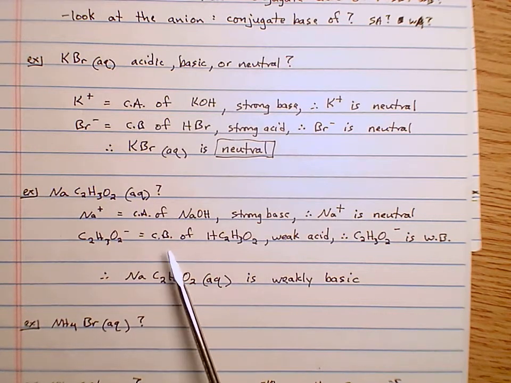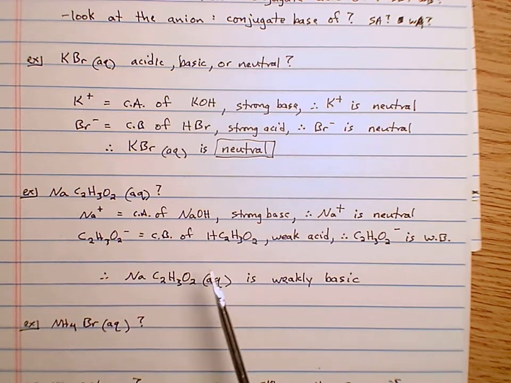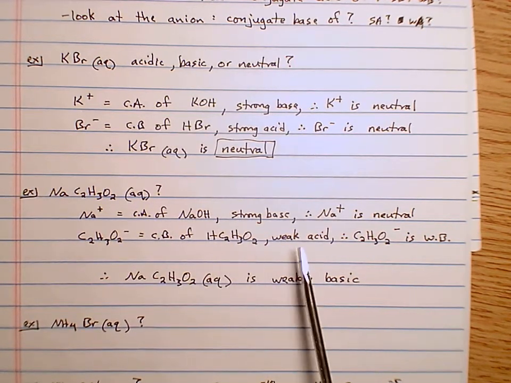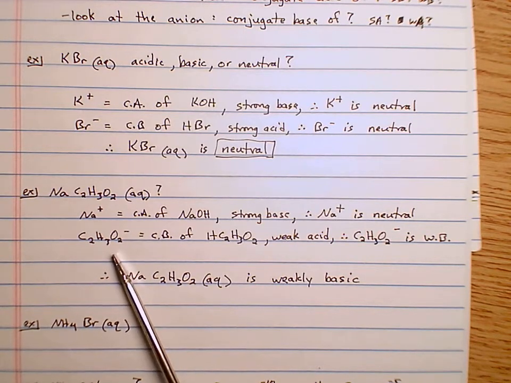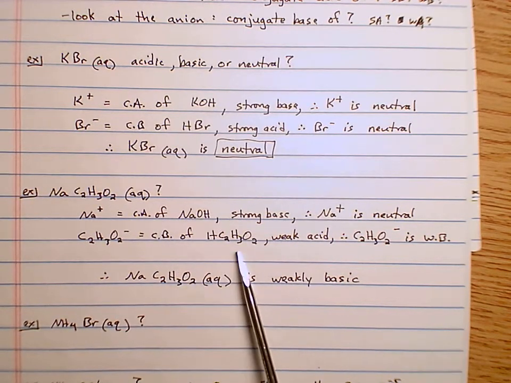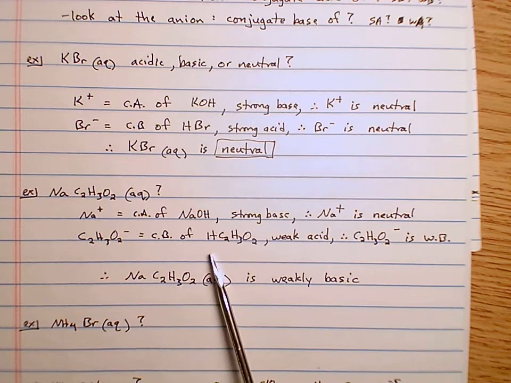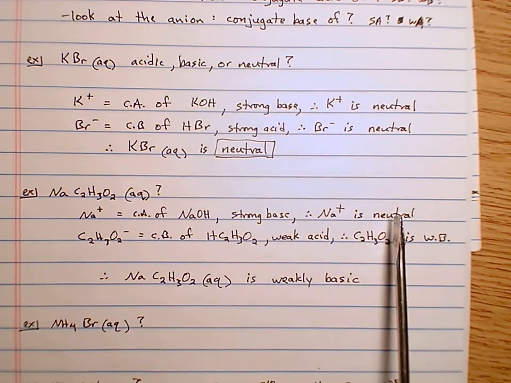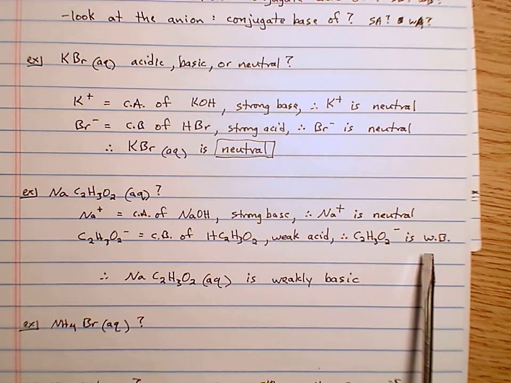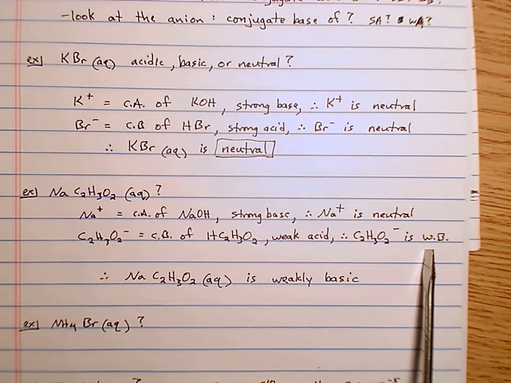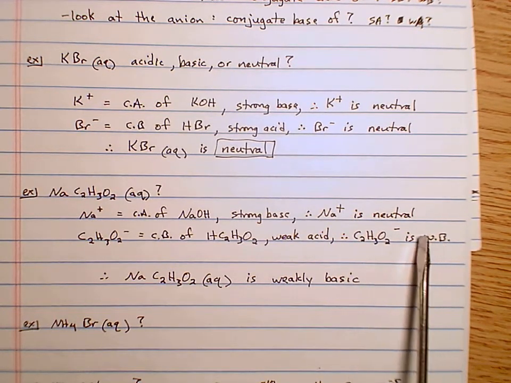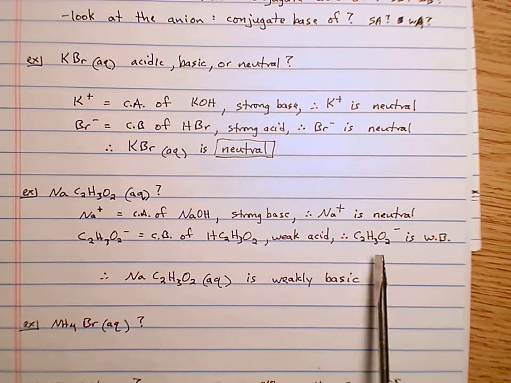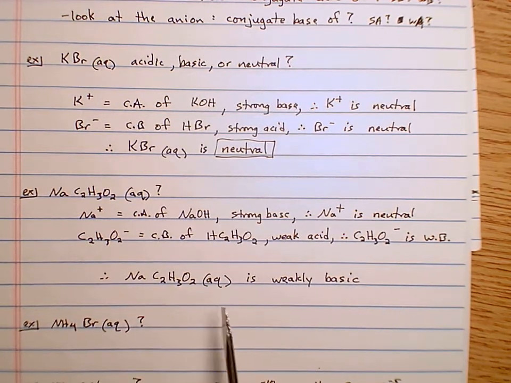Acetate is the conjugate base of acetic acid. We know acetic acid is a weak acid. Therefore, acetate is the conjugate base of a weak acid, and the conjugate base of a weak acid is a weak base. So acetate is a weak base. So if sodium is neutral but acetate is a weak base, we know when we throw it in water, the solution will turn basic because we have a weak base. Sodium acetate is weakly basic.